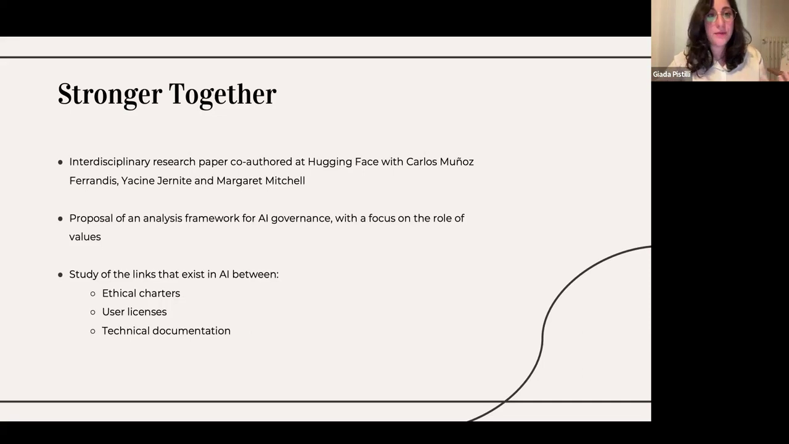Of course, there's a big focus on AI ethics too, but the main goal of the paper is really to suggest, both in theory and in practice, what an analysis framework could look like if we had philosophy, law, and computer science working together, with a strong focus on the role of values. So I think it makes a good link with the previous presentation. To go into more detail, it's a study, more specifically, on the tools of ethical charters, user licenses, and technical documentation when we want to develop and deploy AI systems.